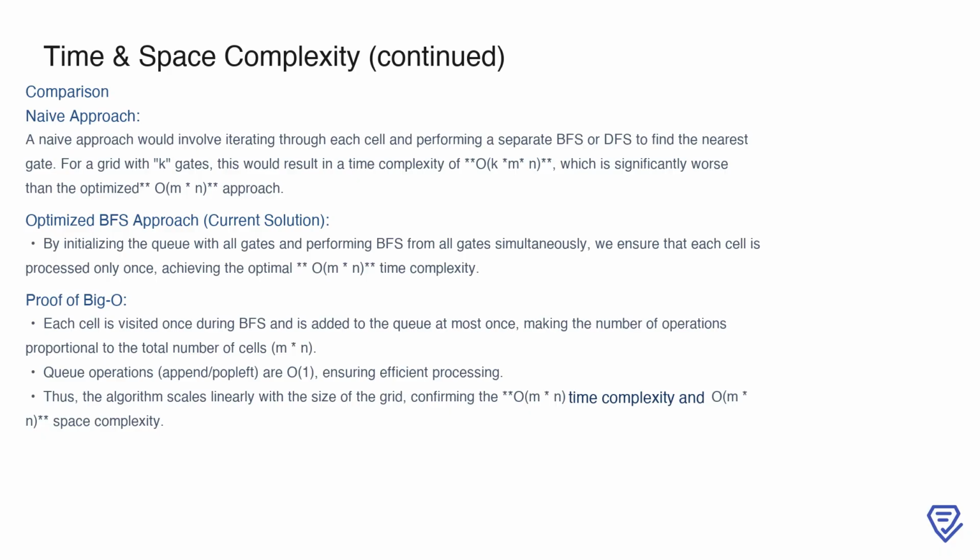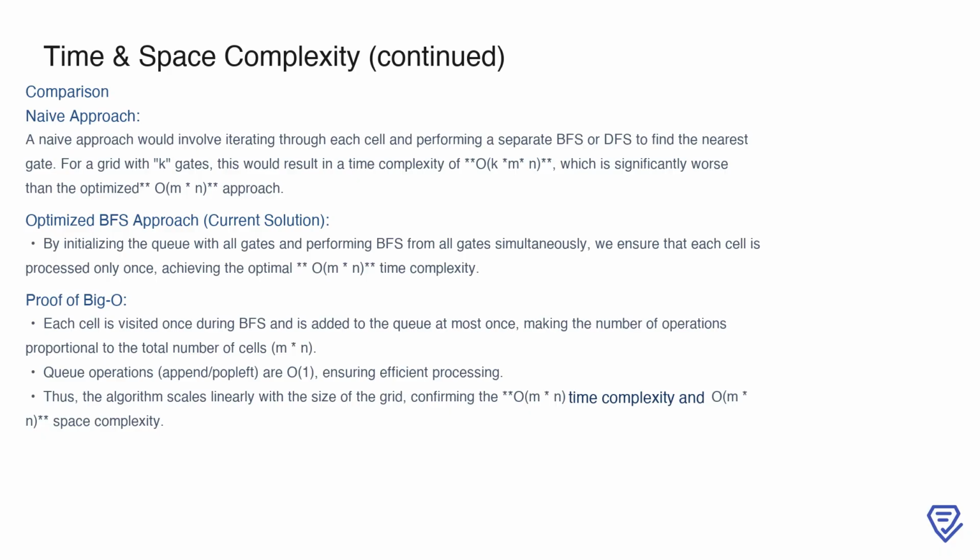In contrast, the optimized approach initializes the queue with all gates and performs BFS from all gates simultaneously. This ensures each cell is processed only once, achieving the optimal O(m*n) time complexity. The proof lies in the algorithm's design. Each cell is visited once during BFS and added to the queue at most once.